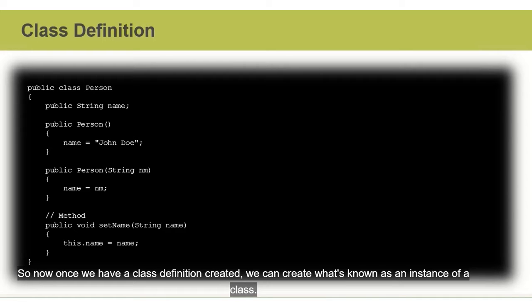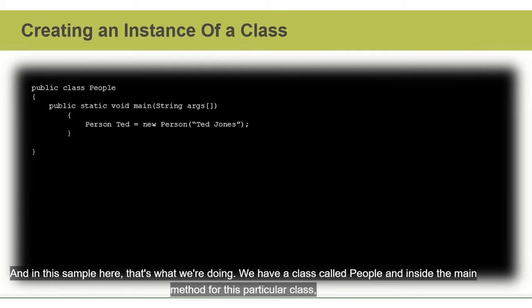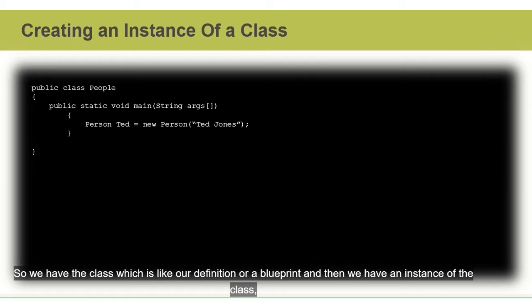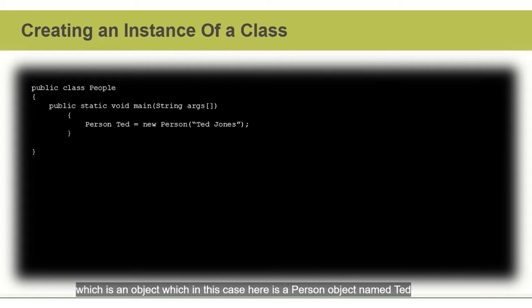So now once we have a class definition created, we can create what's known as an instance of a class. And in this sample here, that's what we're doing. We have a class called people, and inside the main method for this particular class, we're creating a new person named Ted, and we're passing in Ted's name as Ted Jones. So we have the class, which is like our definition or our blueprint, and then we have an instance of the class, which is an object, which in this case is a person object named Ted, and it contains the name information of Ted Jones.